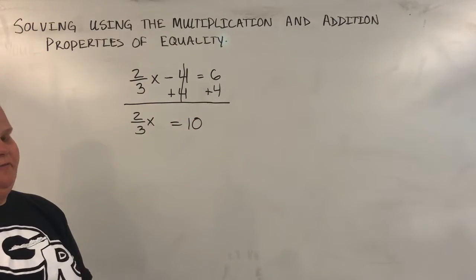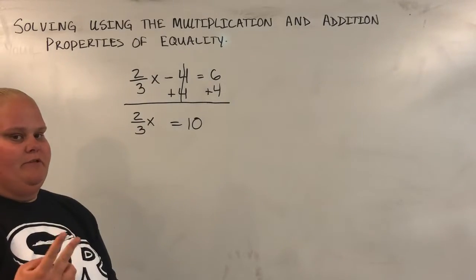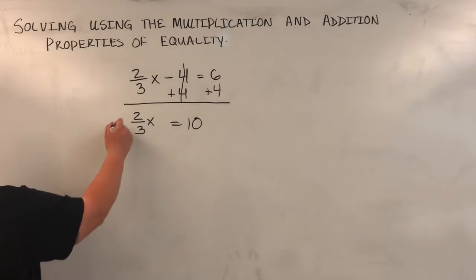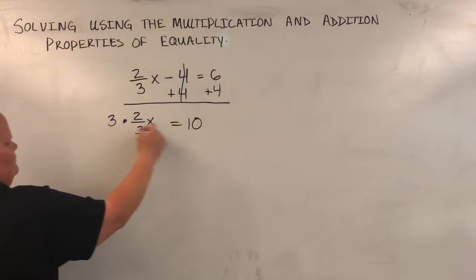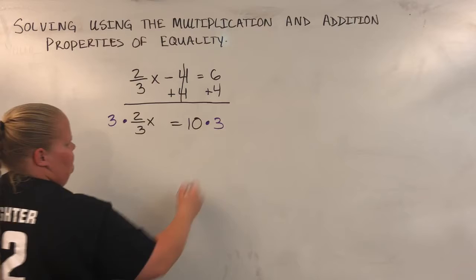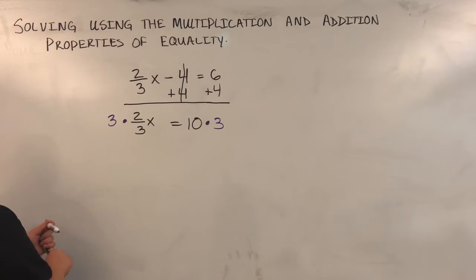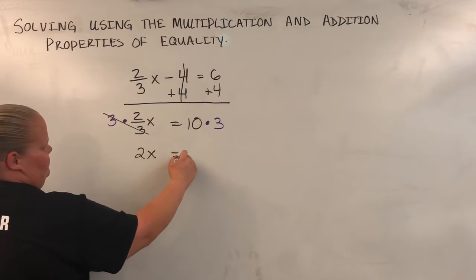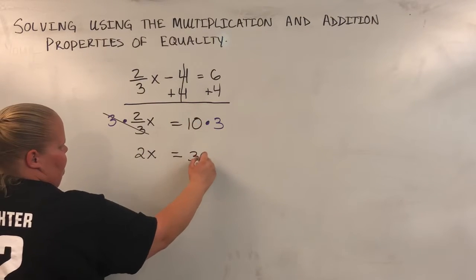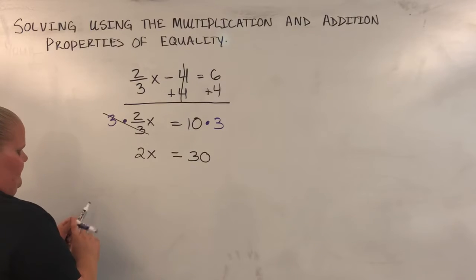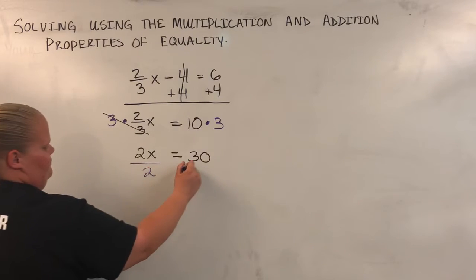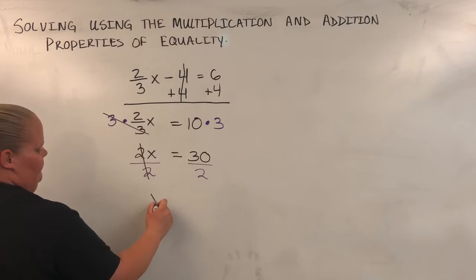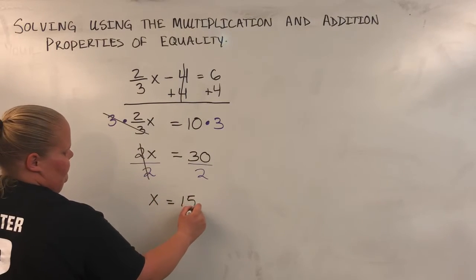Now I just have to get rid of the fraction, and I'm going to do it in 2 steps. First, I'm going to get rid of the denominator by multiplying both sides by 3. When I do that, the 3's are going to cancel. I'm left with 2x equals 10 times 3, which is 30. Then to get x by itself, I would divide both sides by 2. On this side, they cancel out, and I have x equals 15.